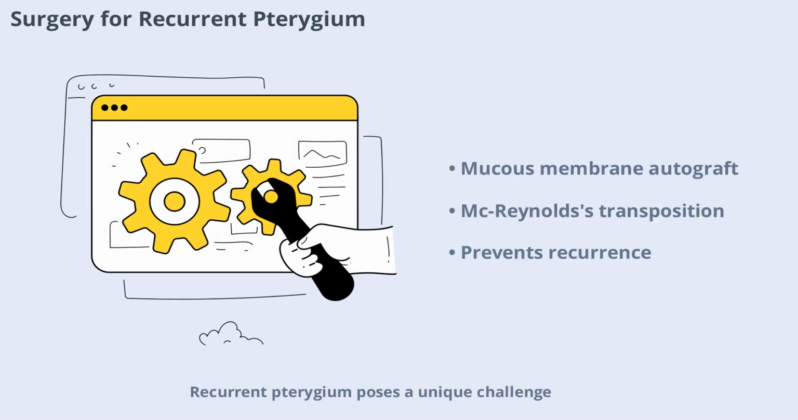Recurrent pterygium poses a unique challenge and may require advanced surgical techniques. One method is mucous membrane autograft, where a conjunctival graft from the supero-temporal quadrant is used to cover the bare sclera, preventing recurrence. Another technique is Mc-Reynolds' transposition, where the head of the pterygium is repositioned beneath the conjunctiva at the 6 o'clock position and sutured, changing its direction and preventing further encroachment on the cornea.